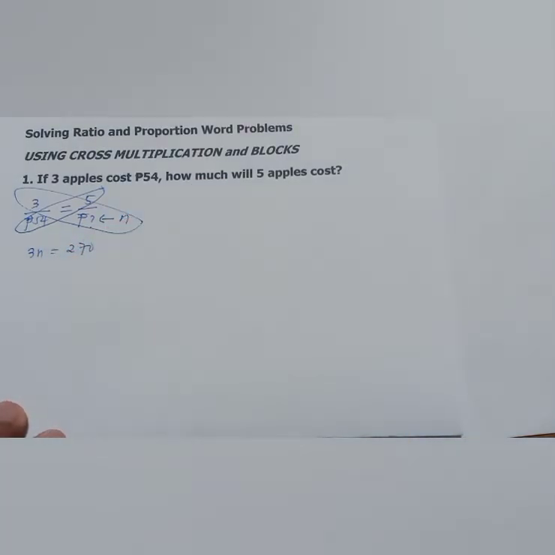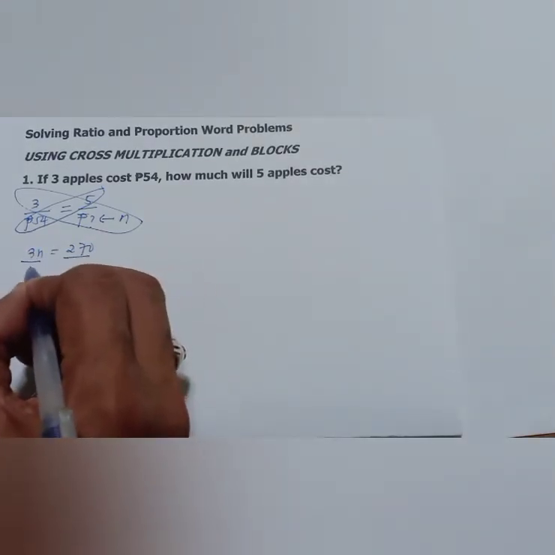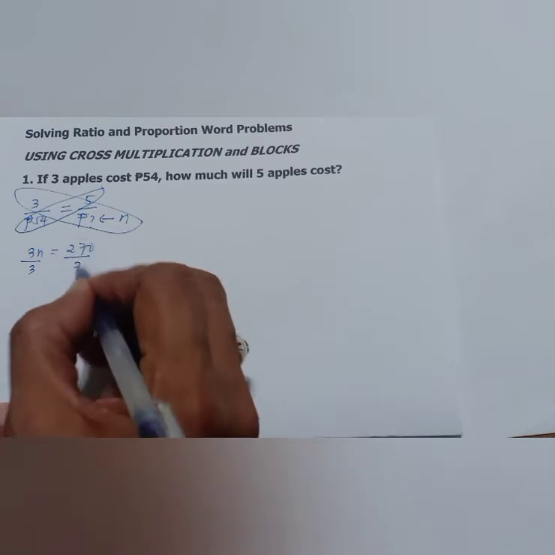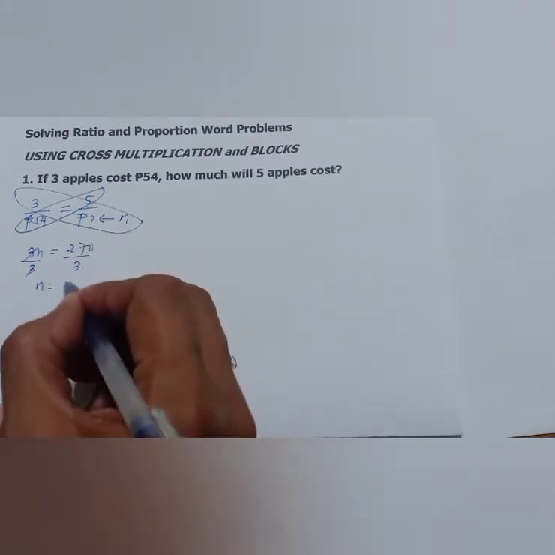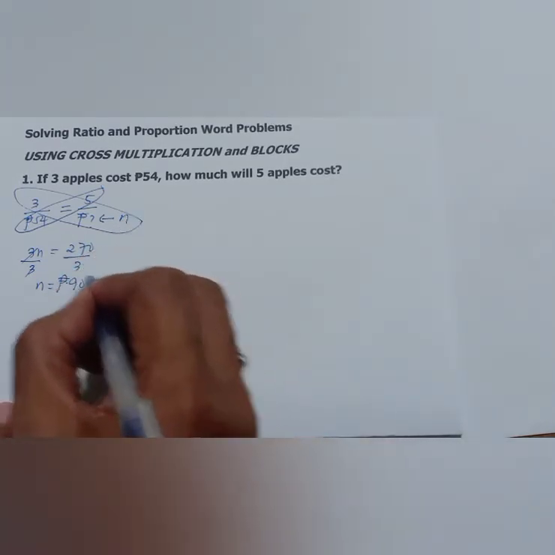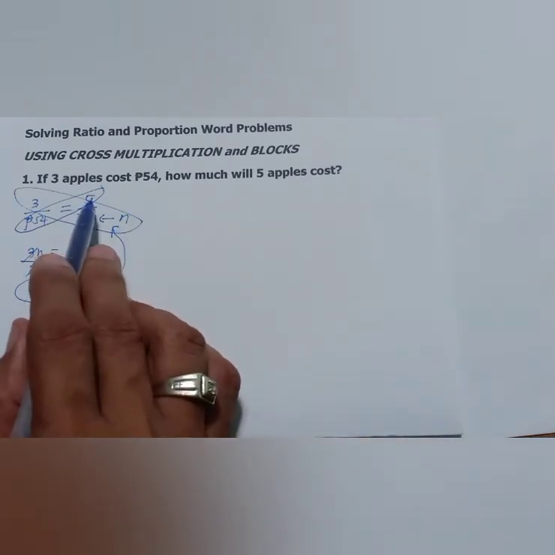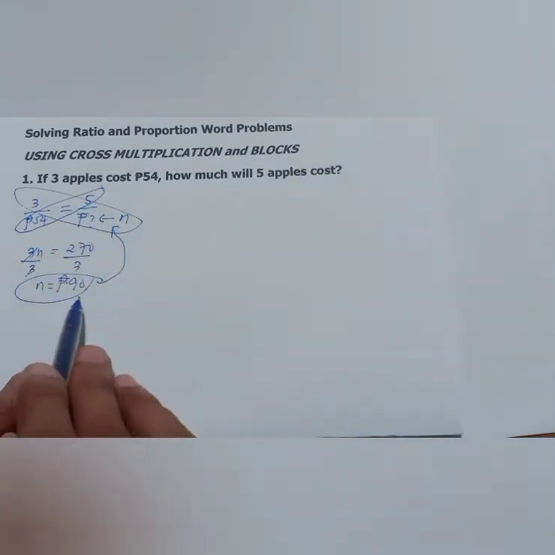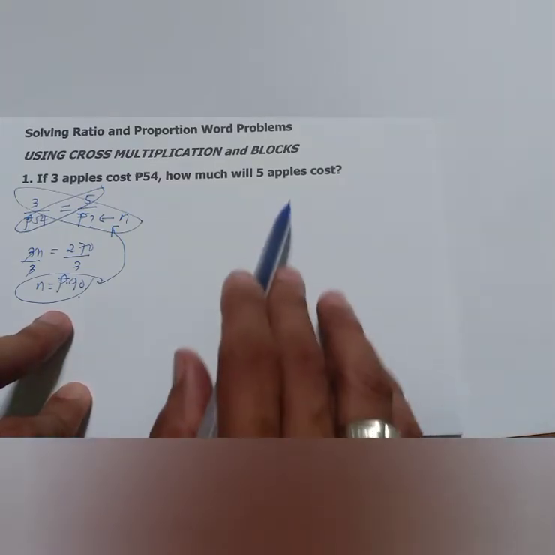Okay, so how to get the value of n now? Yes, again, cancel both sides by 3, or divide this by 3. So cancel, what is left here is n. So divide this, you get 90 pesos. So the missing value here is 90 pesos. Meaning if you buy 5 apples, you will pay 90 pesos. So our answer is 90 pesos for 5 apples.